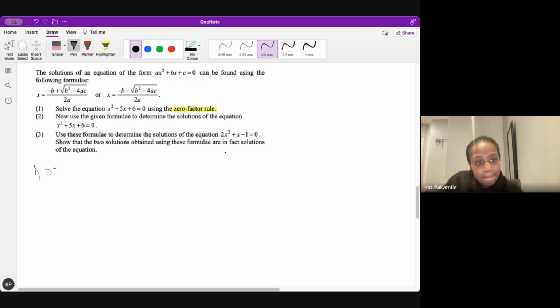x squared plus 5x plus 6 equals 0. We already know this is a trinomial, so I'm going to open my two brackets equal to 0. What are my first factors that give me x squared? My factors in the brackets that are going to give me x squared: x and x. Thank you.